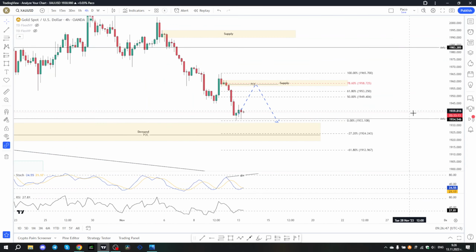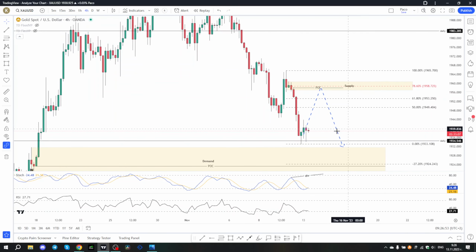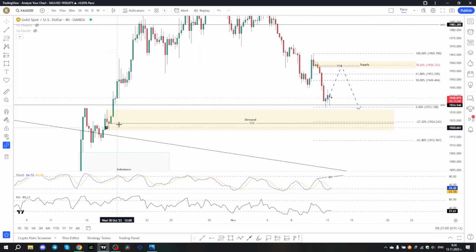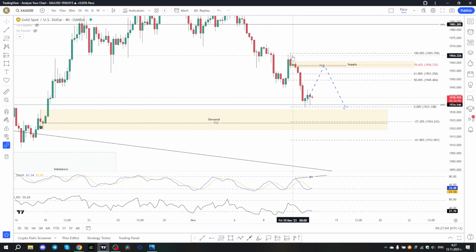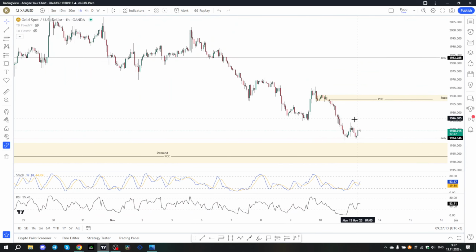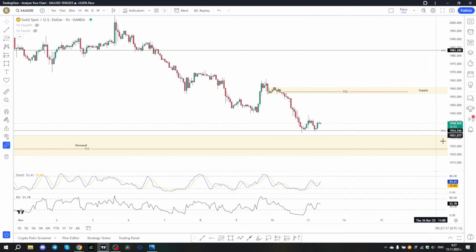If the price reaches this point of control and this supply zone, a divergence will happen, and there is a good chance that the price will make a pushback from this supply zone to reach the demand zone. This is the demand zone, and here we have a point of control. The other option is that the price will continue to go down and reach this demand zone and the point of control.